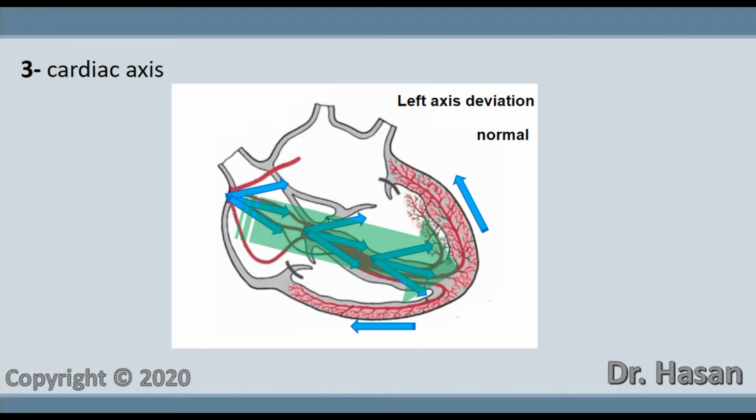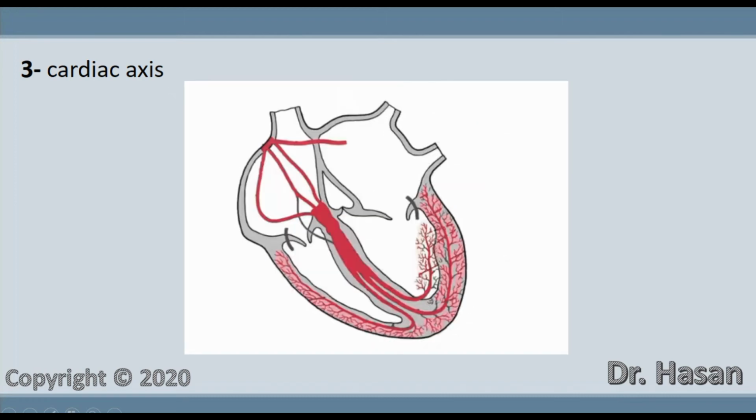Normally, for example, in obese people, due to the elevated diaphragm, the heart is located more horizontally. Respectively, the cardiac axis can deviate to the left. And on the other side, in thin people, the heart and the cardiac axis can be located more vertically.